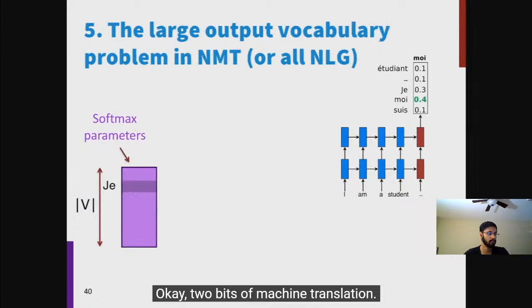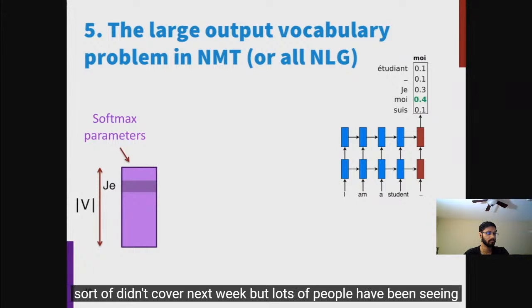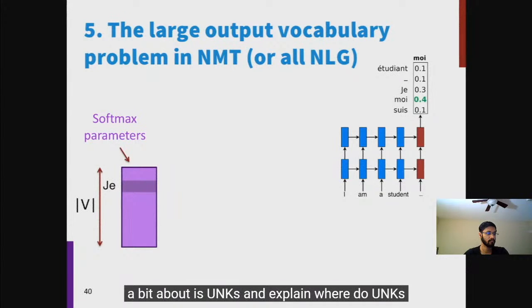Okay. 2 bits of machine translation. So a bit of machine translation that we didn't cover next week, but lots of people have been seeing and getting confused by in the assignment, so I thought I'd explain a bit about UNKs: where do UNKs come from and why are there UNKs. And the reason why there are UNKs is effectively for efficiency reasons.